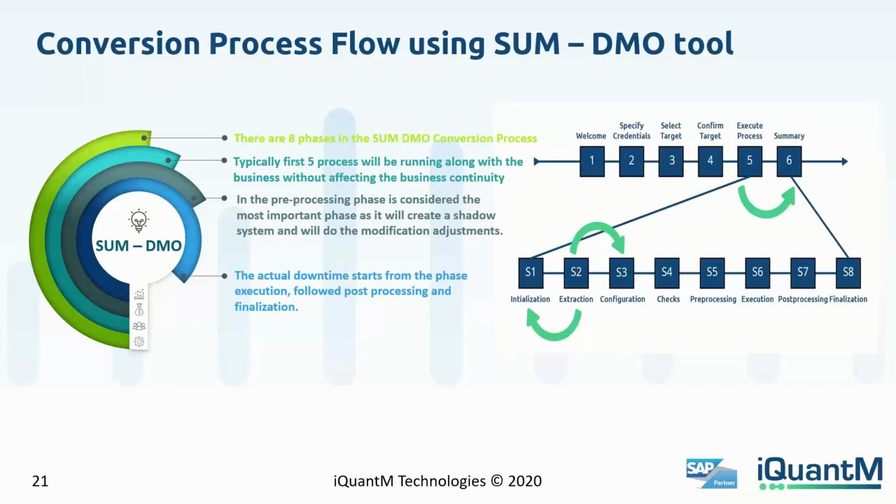And then once they log out on Friday evening, we start the system downtime. We import all the prerequisites, make sure that it's all ready, do the simplification item checklist, make sure it is all error free, and then you actually do a system conversion using the tool. So these are the phases that are involved in the SUM and the DMO tool. Moving on.